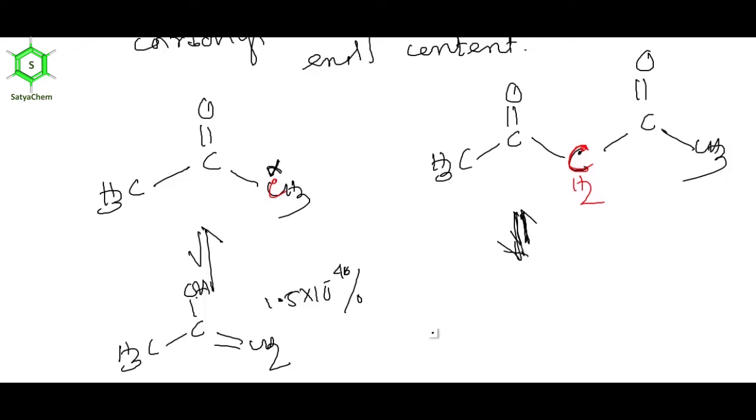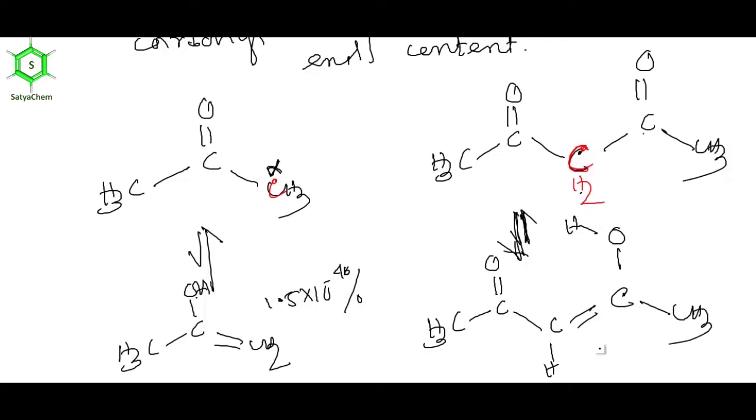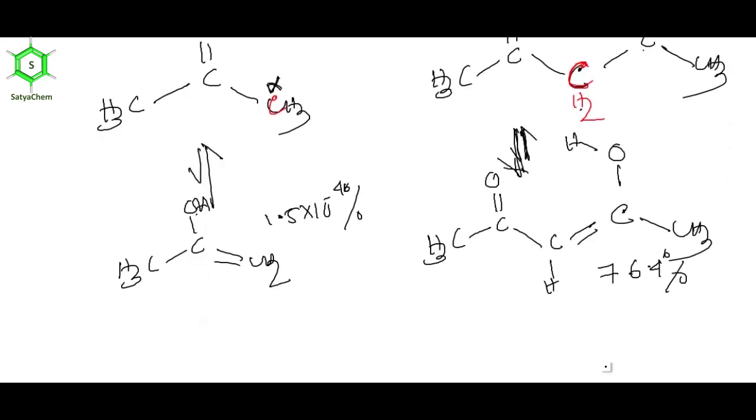Again, a 1,3 proton shift, 1, 2, 3. So out of 2 hydrogens, 1 hydrogen will be shifted to this oxygen. So the percentage is 76.4 enol content. Now why is it happening? How is such a high enol content possible? What is the reason behind it?